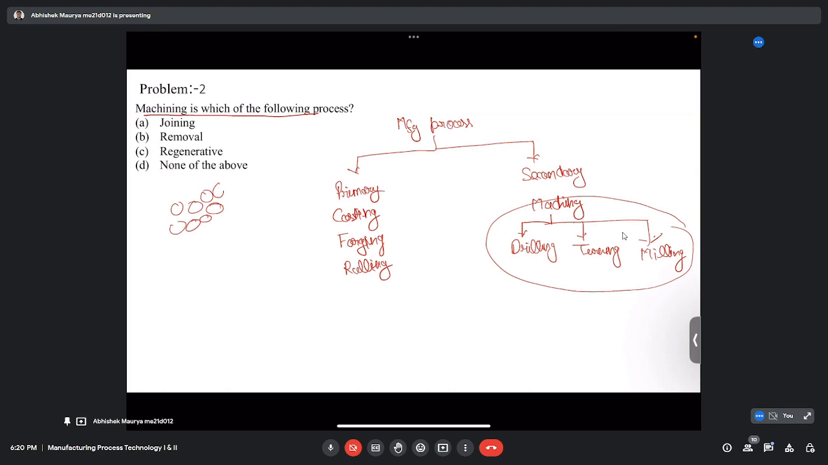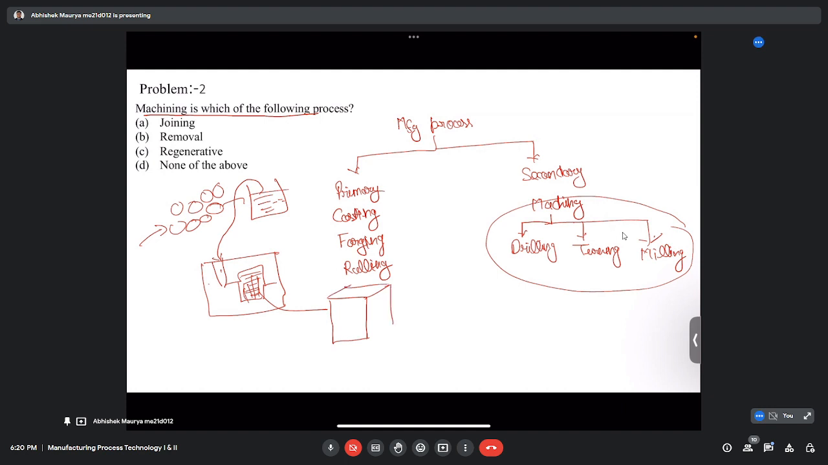So what do we do? We heat it and we melt it, and this molten material we try to put in the mold, and we leave it for solidification, and finally we get the component. So let's say this is the final component which we get after casting.